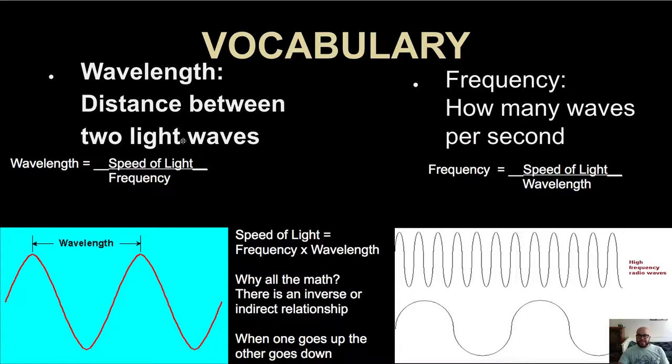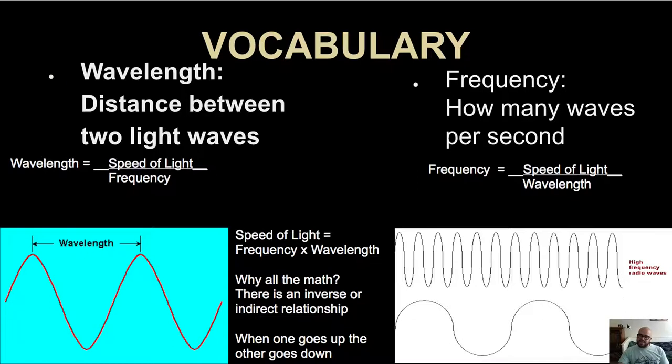So the answer is wavelength and frequency can be different about the different forms of light, or the different EMR. So wavelength is the distance between two light waves. So between here and here is a measurement of a wavelength. They can be short or they can be long. And then the frequency is how many waves pass by per second.